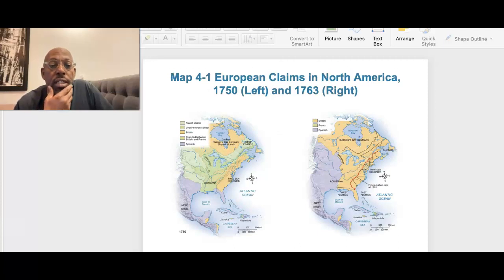So here is an interesting image. You'll find this in your text: European claims in North America. You see the one here in 1750 on the left and the other in 1763 on the right. The various colors, you can see the light blue French claims, and then later up in the green section, you see what is under French control. Then you see the British, et cetera. So just take a look. This is also in your textbook. These maps illustrate the dramatic change in the political geography of North America that resulted from the British victory in the French and Indian War from 1754 to 1763. It eliminated France as a North American power.